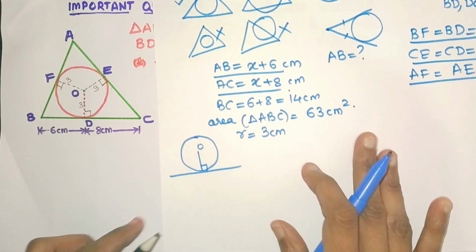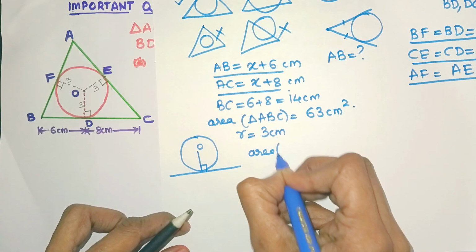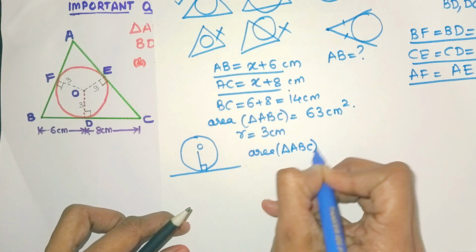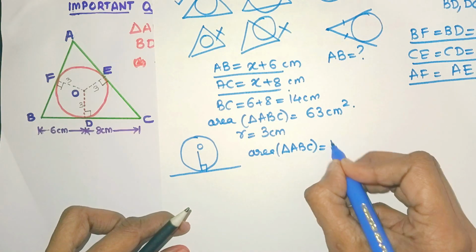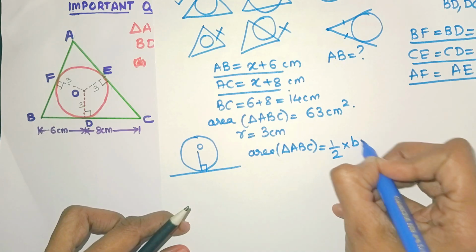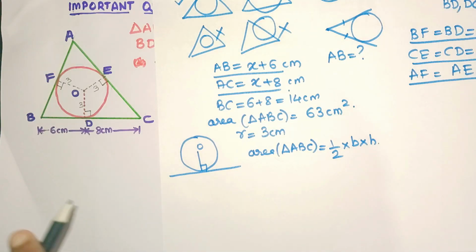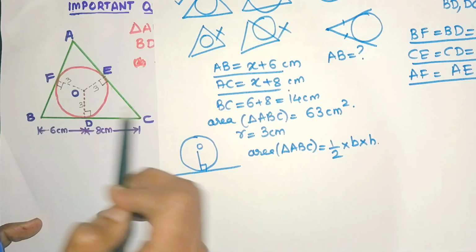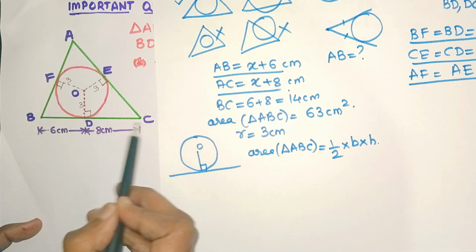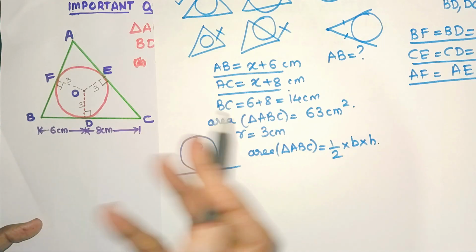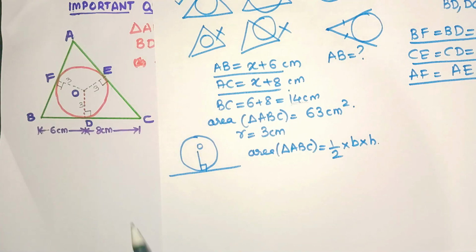Now it is given to us the area of triangle ABC is 63. But what is the area of a triangle formula? Yes, half into base into height. Now let us see this triangle ABC over here. Now if I take the base as BC, I will easily get the base as 14 centimeter. But what about the height friends?